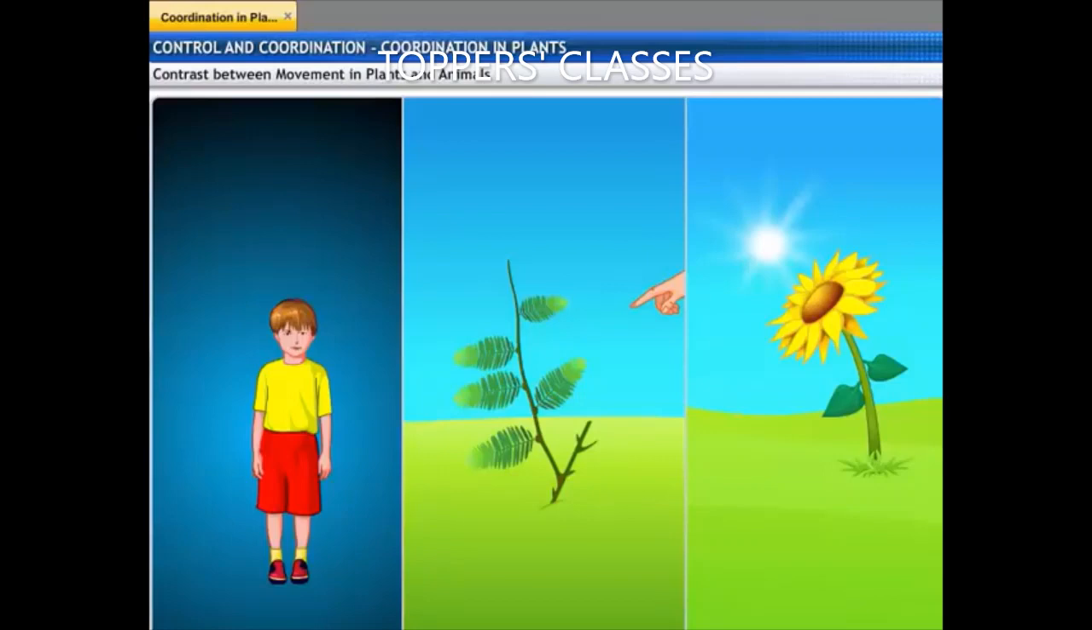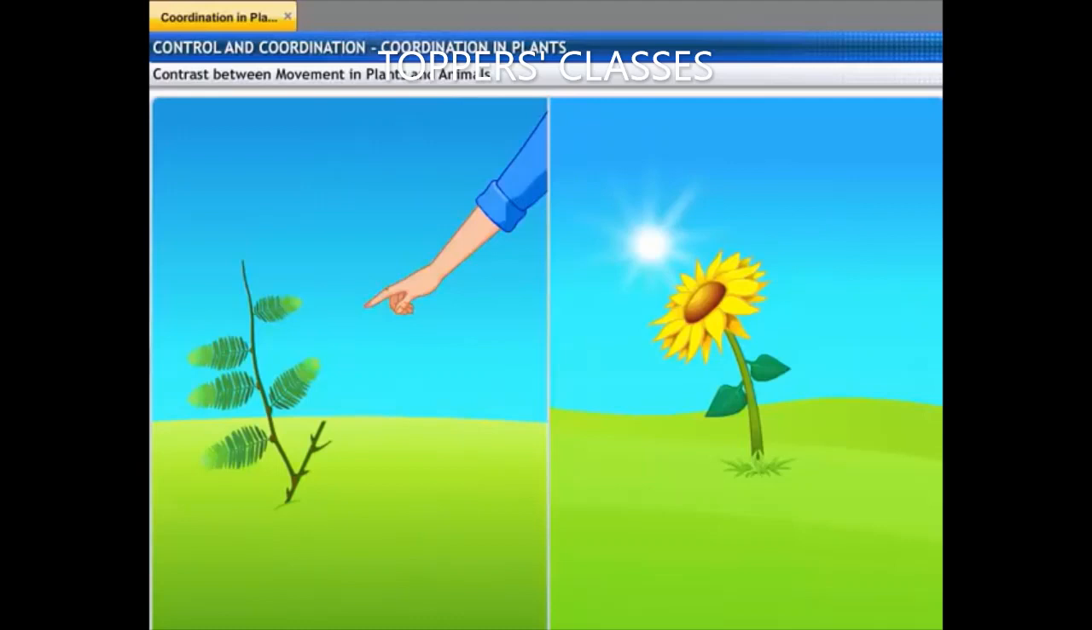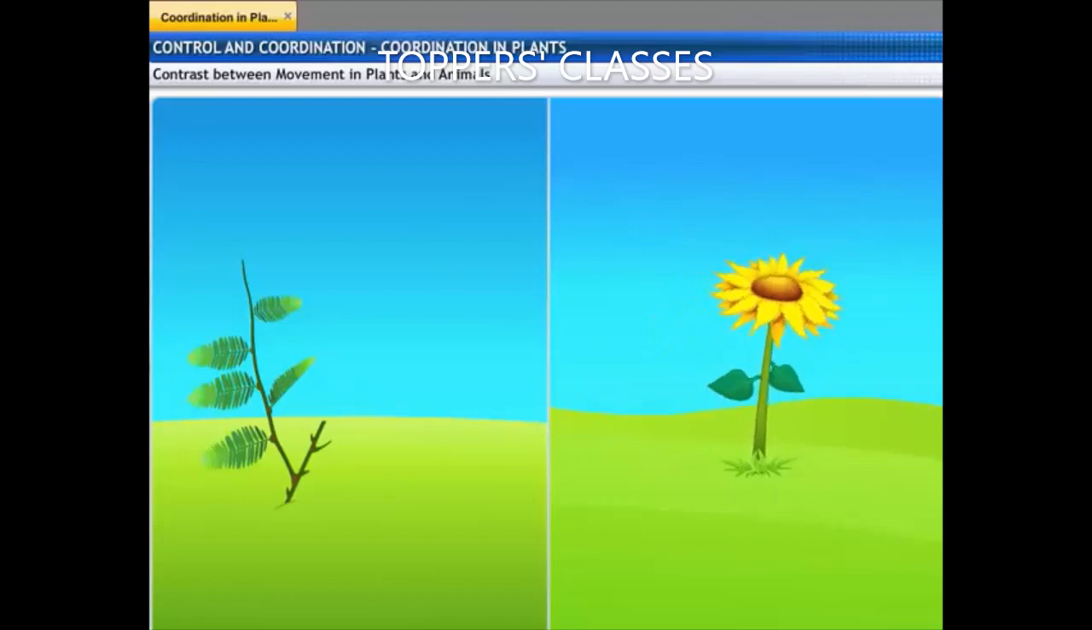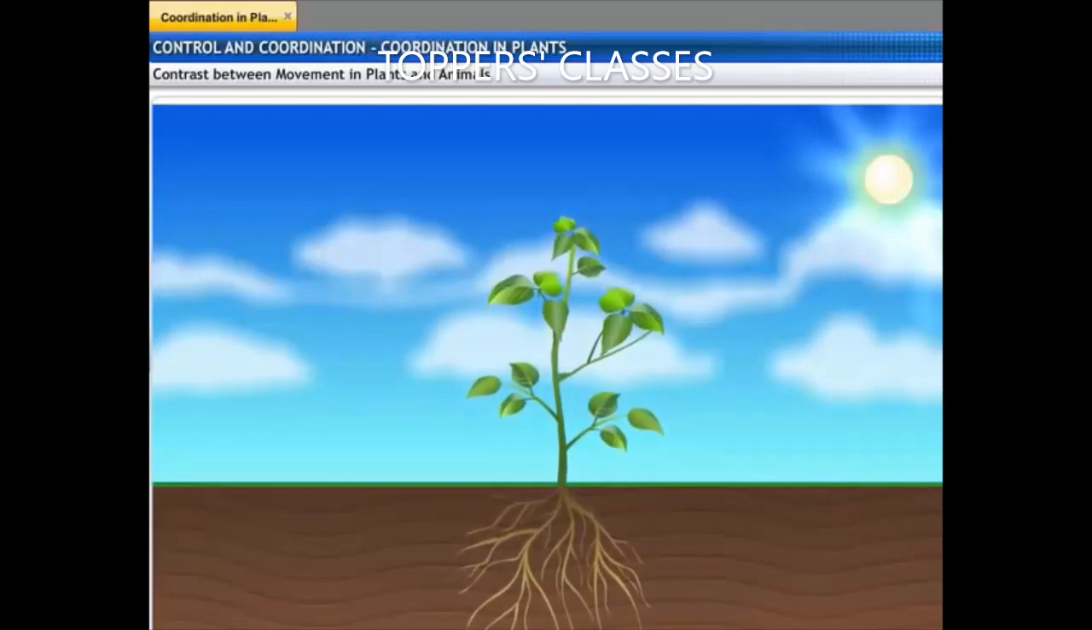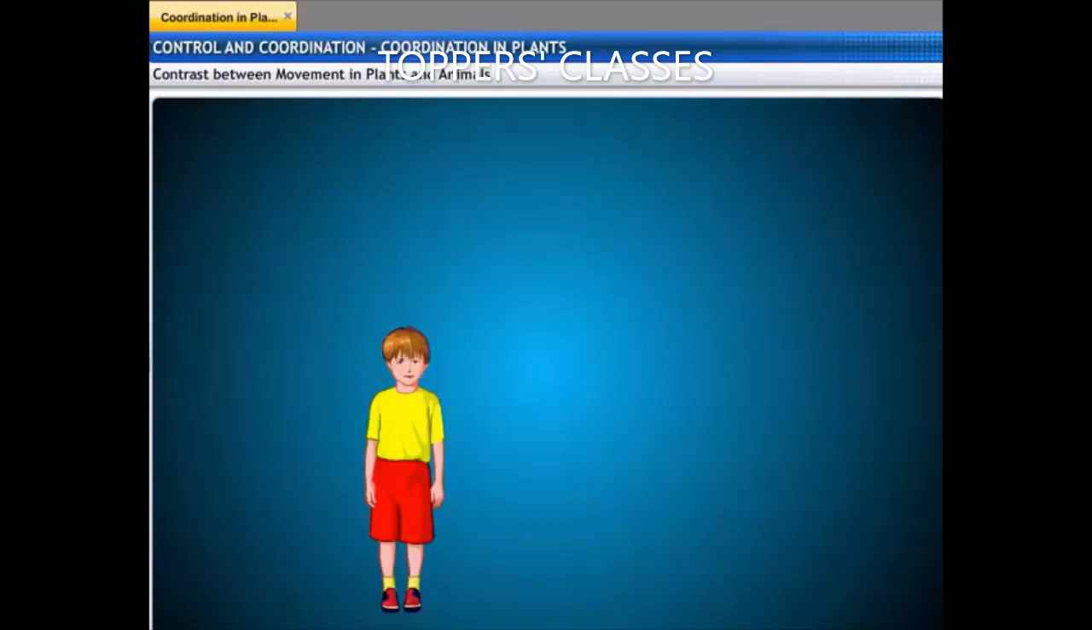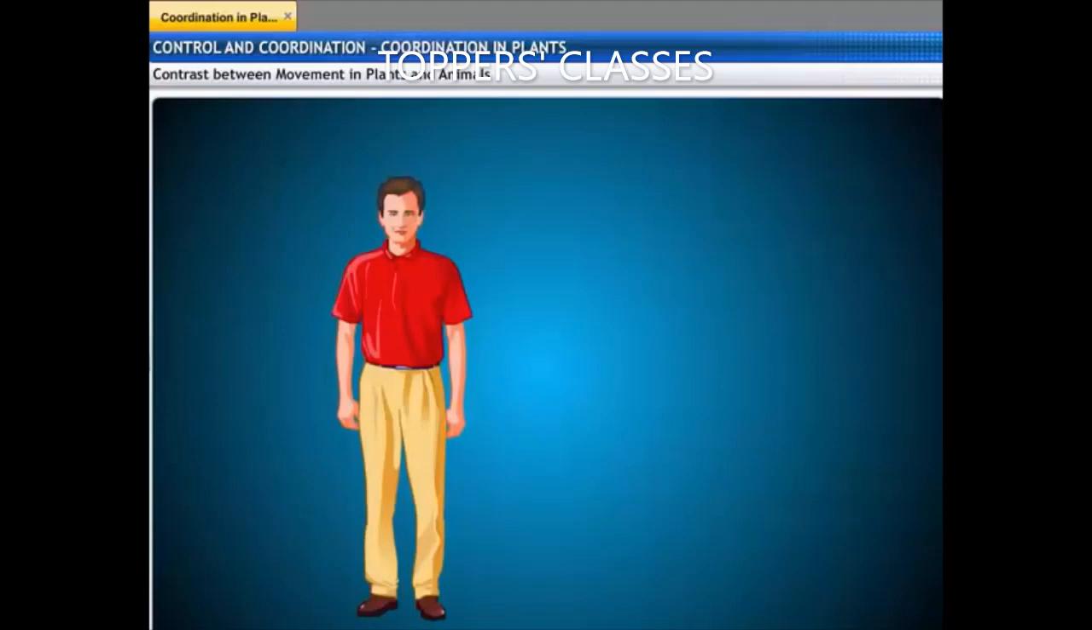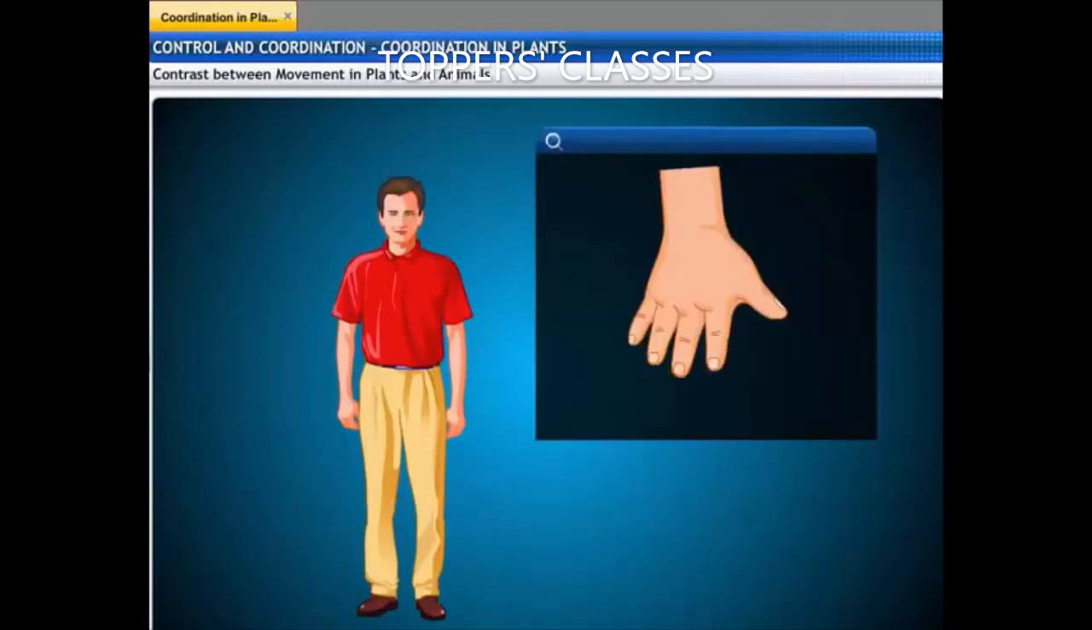Let's contrast the movement in plants with movement in animals. The movement of a sensitive plant in response to touch is very quick, whereas the movement of a sunflower in response to day or night is quite slow. Growth-related movement of plants will be even slower. As such, animal bodies also exhibit controlled directions to growth. Our arms and fingers grow in a certain direction and not haphazardly.